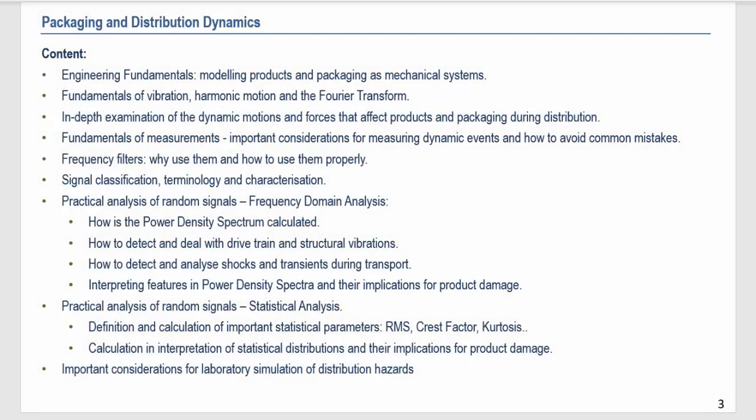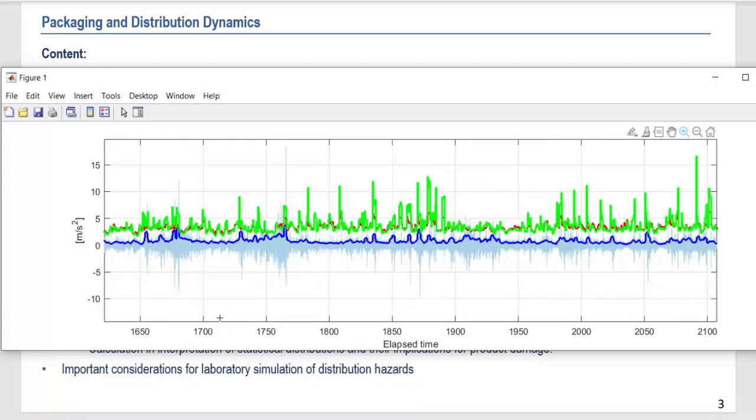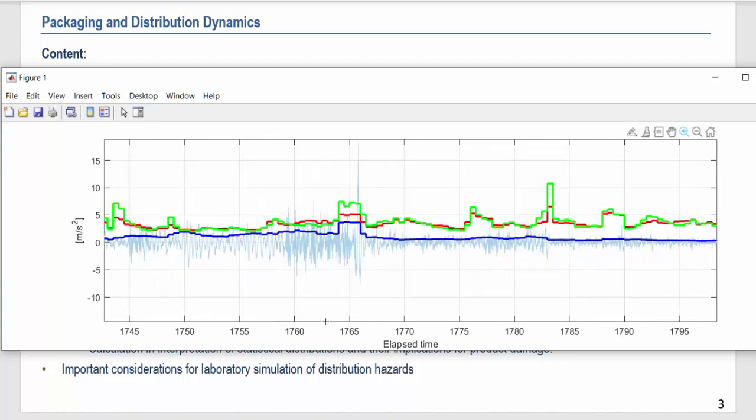Given the complexity of vibrations generated by transport vehicles, we'll be looking at various statistical analysis approaches. Here, this graph shows you for a real measured data set the real values of a moving RMS, a moving crest factor, moving kurtosis parameter, and these will help us better understand how the vibration intensity varies during a trip.